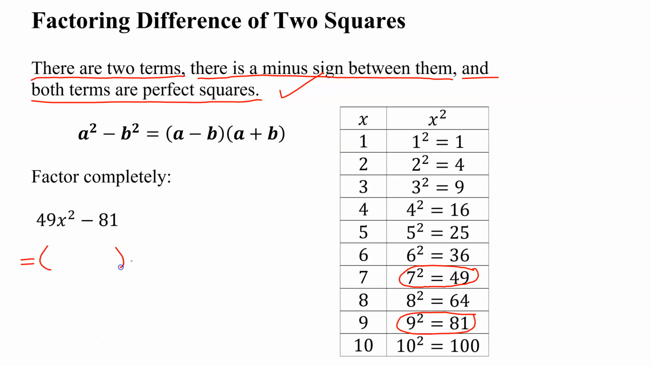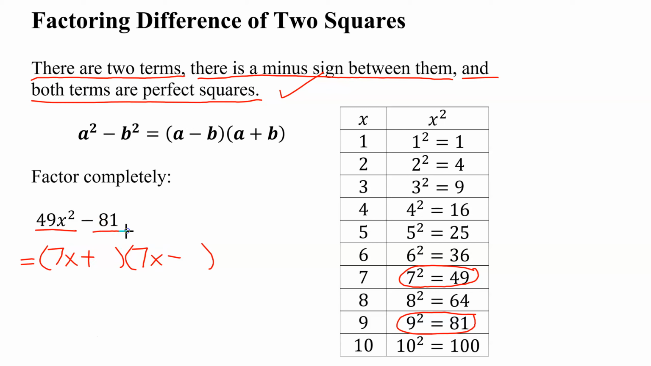So that is exactly what I'm going to do here. When I factor my expression, I'm going to get 2 binomials. And the first term is the square root of 49x squared. Well, the square root of 49 is 7. And the square root of x squared is x. So my first term in each binomial is 7x. I'm going to put opposite signs in these parentheses. So it doesn't matter which one comes first. I'm going to put a plus in the first parentheses, a minus in the second.